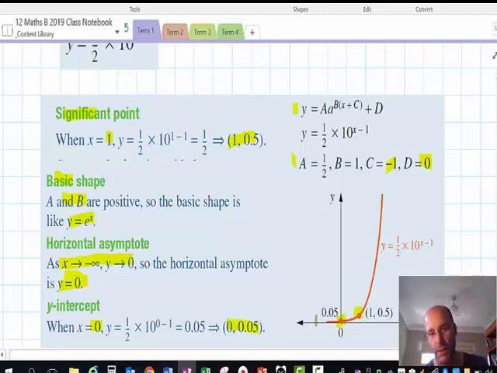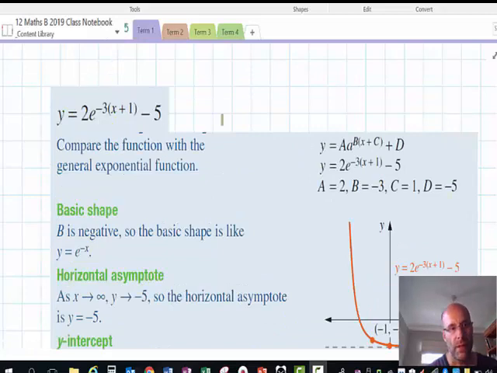We can see we've got two guide points, and we've got that positive shape. You can't see it in this diagram, but it would be a good idea to note the asymptote is going along the x-axis there. So different, but not really any more difficult.